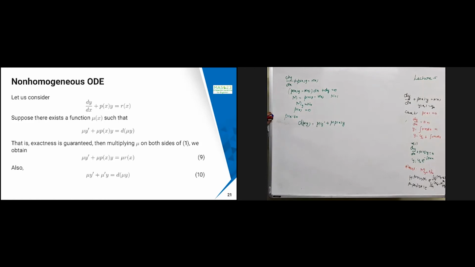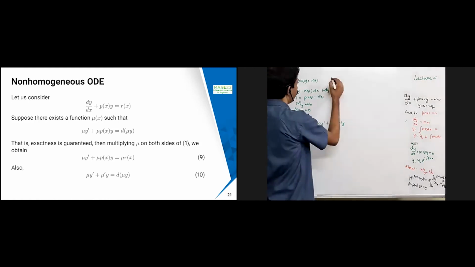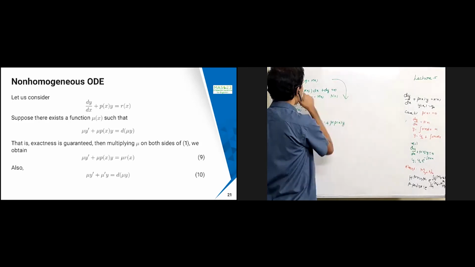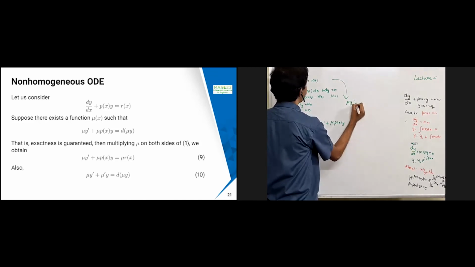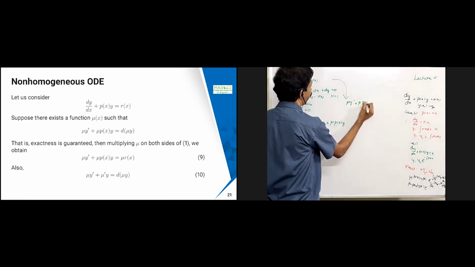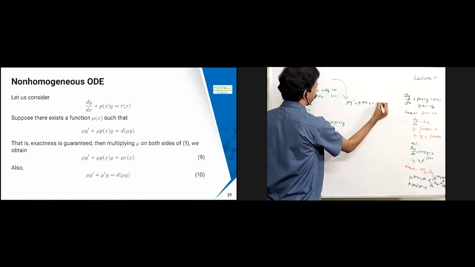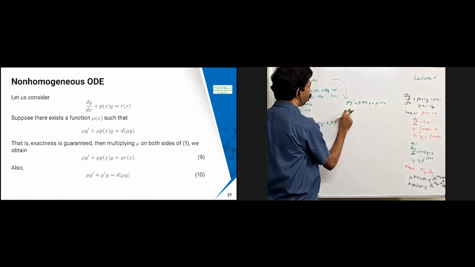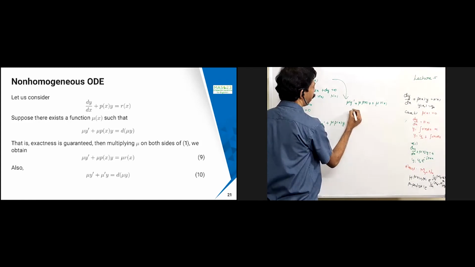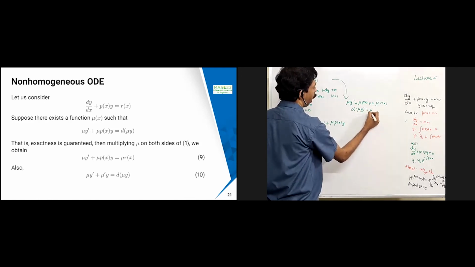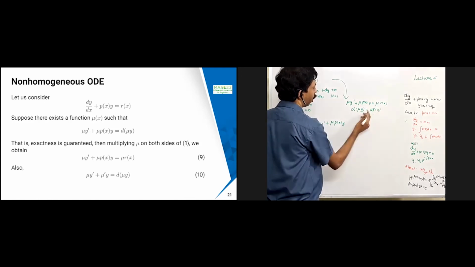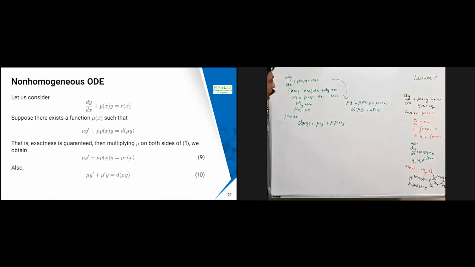What I am going to do is multiply by nu. If I multiply, I get nu into y dash plus nu into p of x into y equal to nu into r of x. Now I have to find my nu in such a way that the left side becomes d of nu y, and the right side is nu into r of x. Then I can do the same job as before and find the solution. That's what we are going to do.